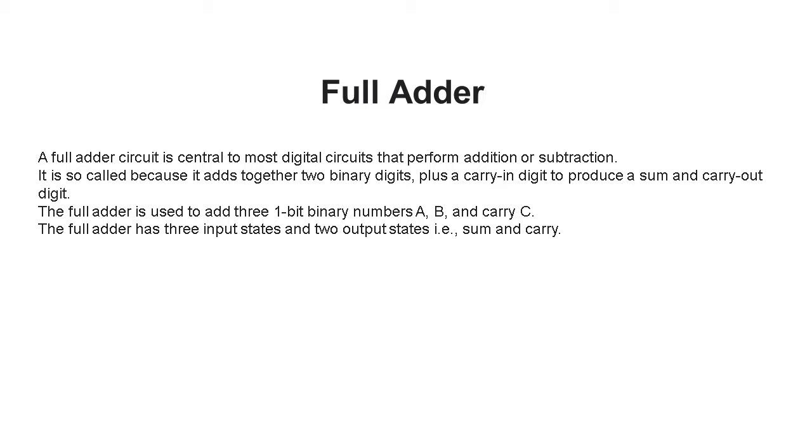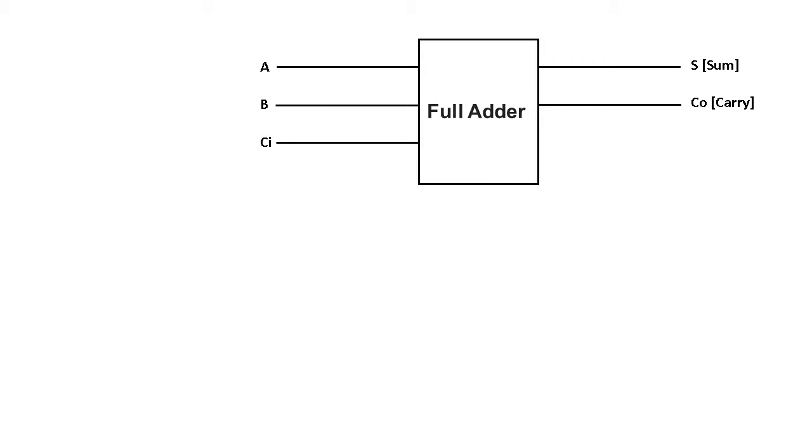Let us understand the full adder in detail. You can observe the diagram of this full adder. There are three inputs: A, B, and the carry. This is the carry of the previous sum, and when these three inputs are passed through the circuit, the output will be the sum. Along with the sum, there will be the carry of this processing input.